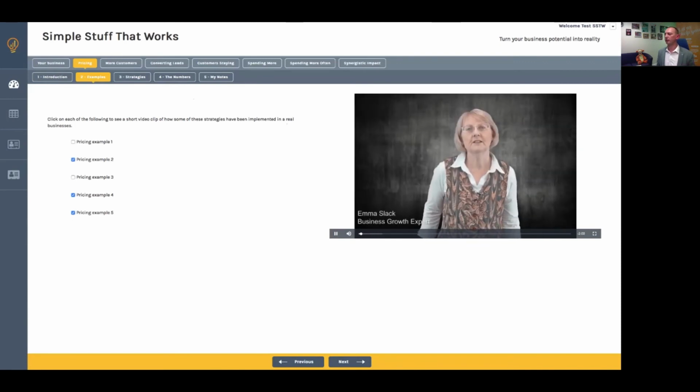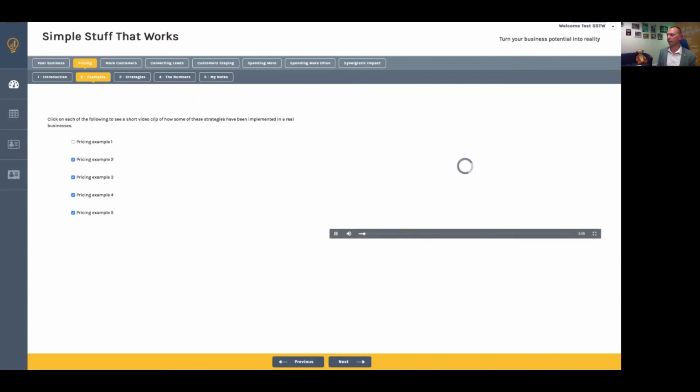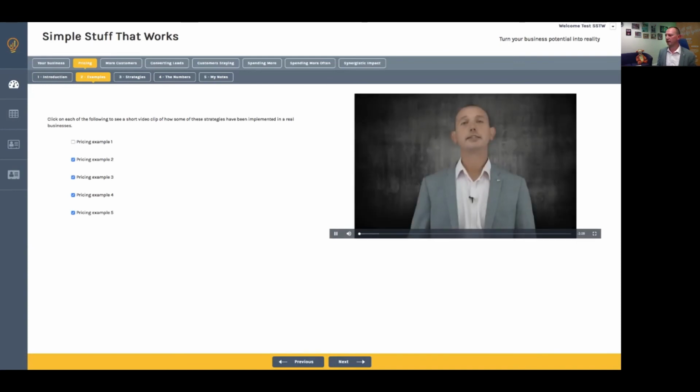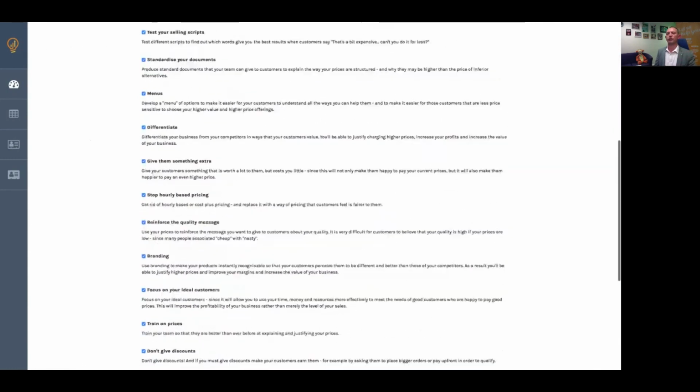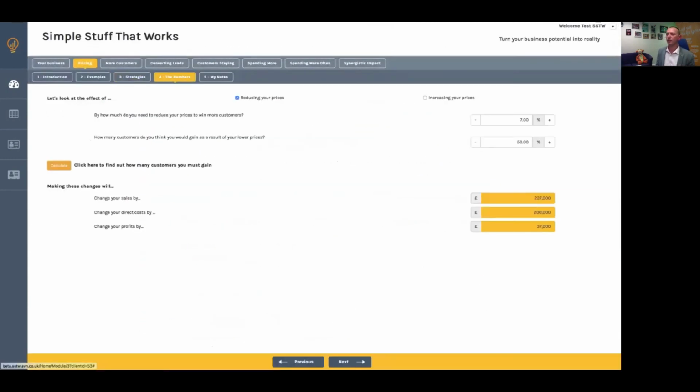Changing from cost pricing to value pricing. We've created these: the price of your product and service is just a number. And that gives lots of examples of the different strategies that have been applied in real businesses as well. There are lots of strategies that can be taught, discussed in detail, and then what you get to do is go through these for real.